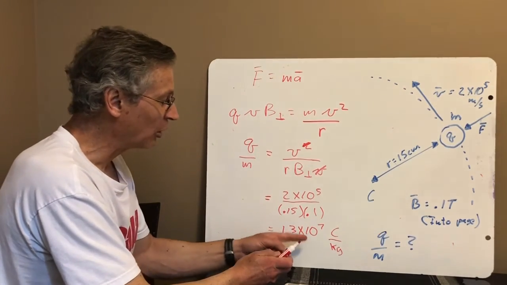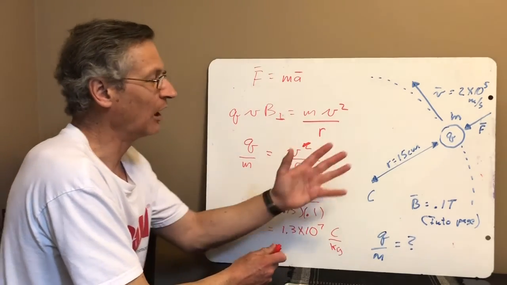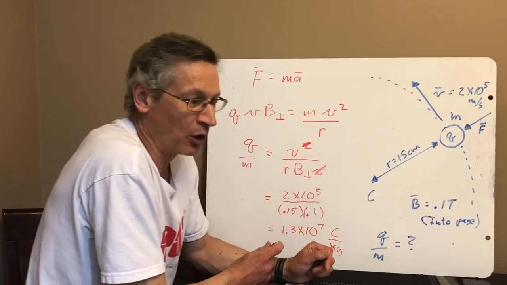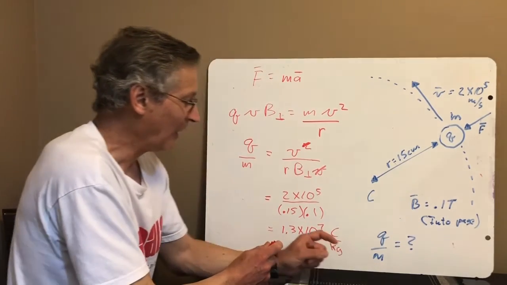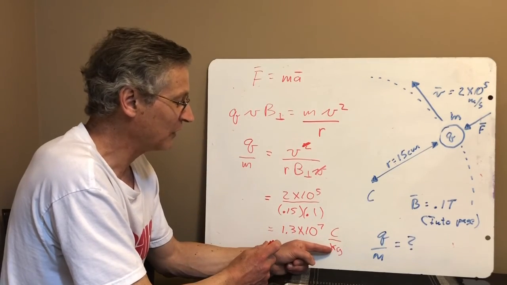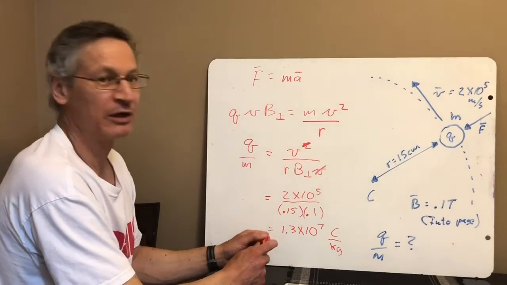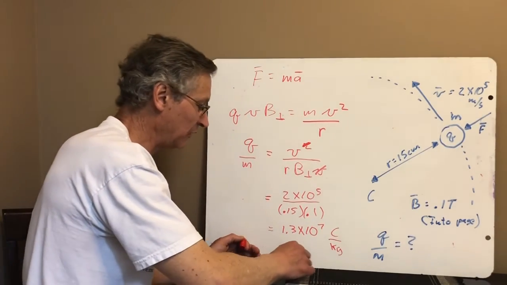And that's a reasonable answer. Again, if you're talking about atomic size particles, the electric end of things is usually way bigger than the gravitational end of things. So a really big number here, it kind of makes sense.